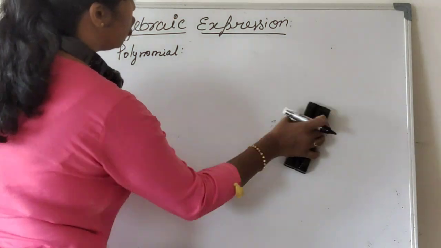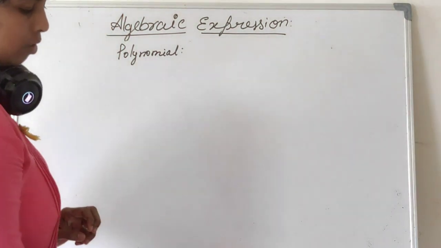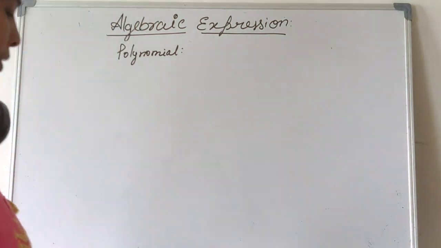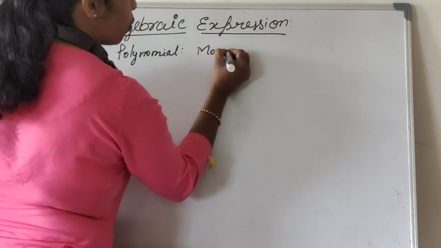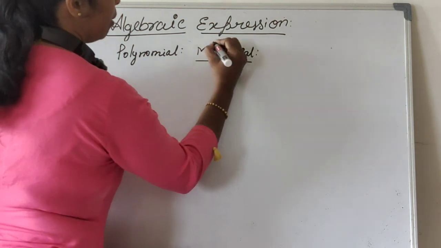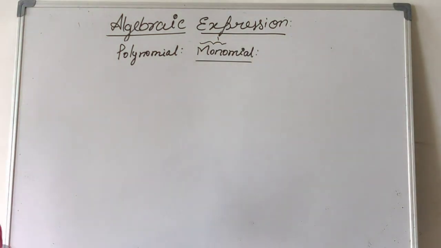Now the polynomials are divided into 3 parts. Actually more than 3 parts are there, but for you, only 3 parts are given. First part is a monomial. Mono means 1. Remember, mono means 1. What is meant by monomial?